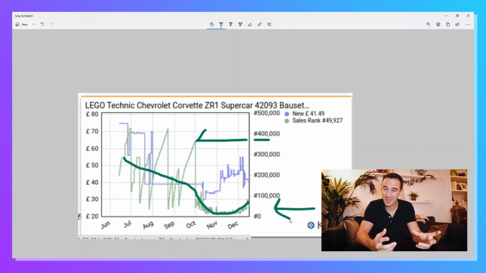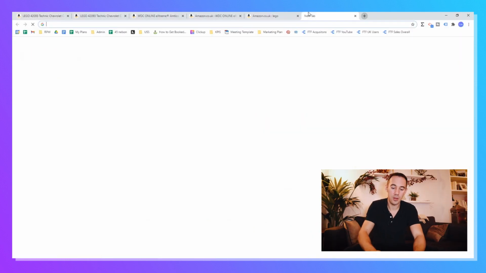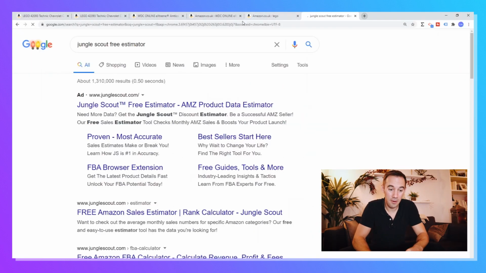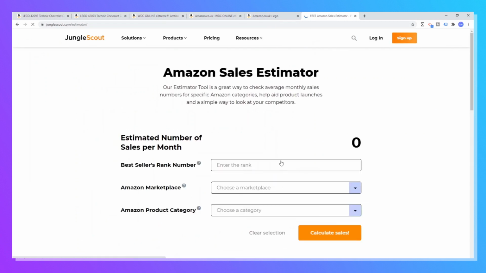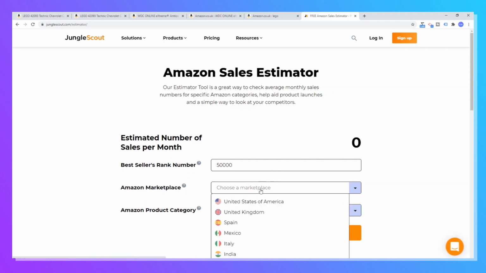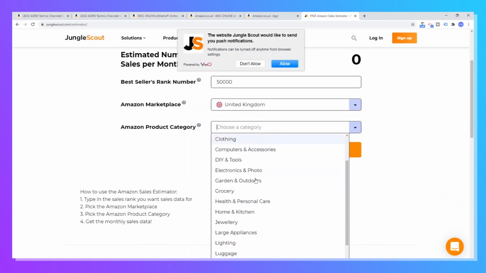What can you do as well? Let's say, for example, just for this product, and again, this is a slightly different product, during October to December, let's average it out at 50,000. I can come over to the Jungle Scout free estimator. I can literally go onto that and say this is in toys and games. The sales rank is 50,000. I'm in the UK right now. And then I'm going to come down to toys and games.